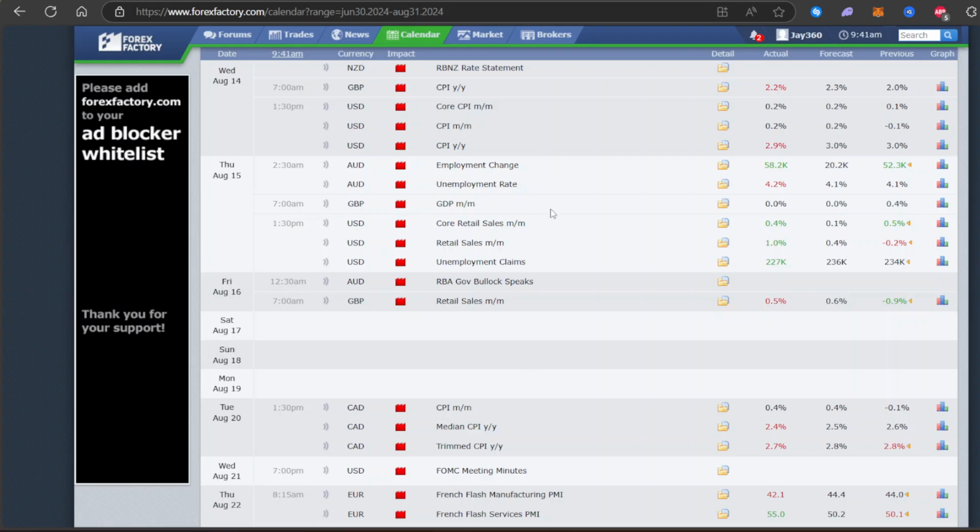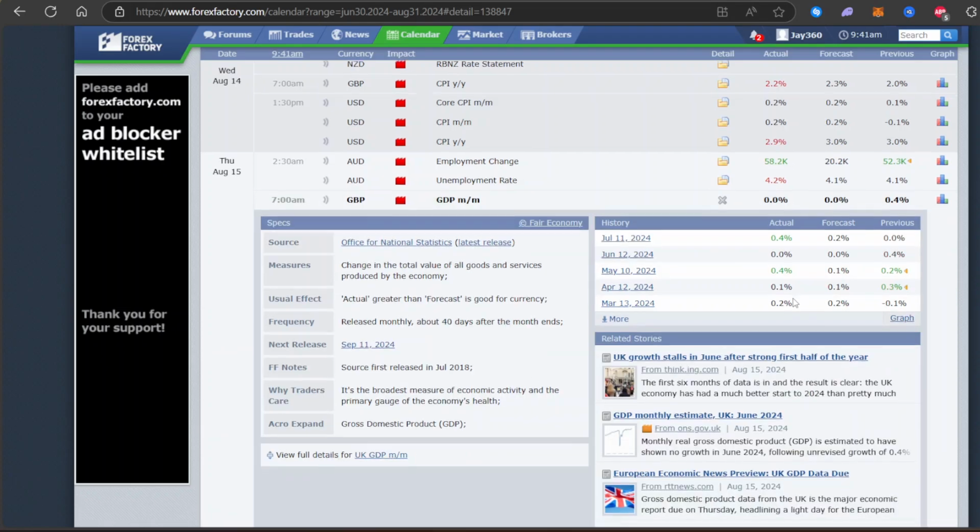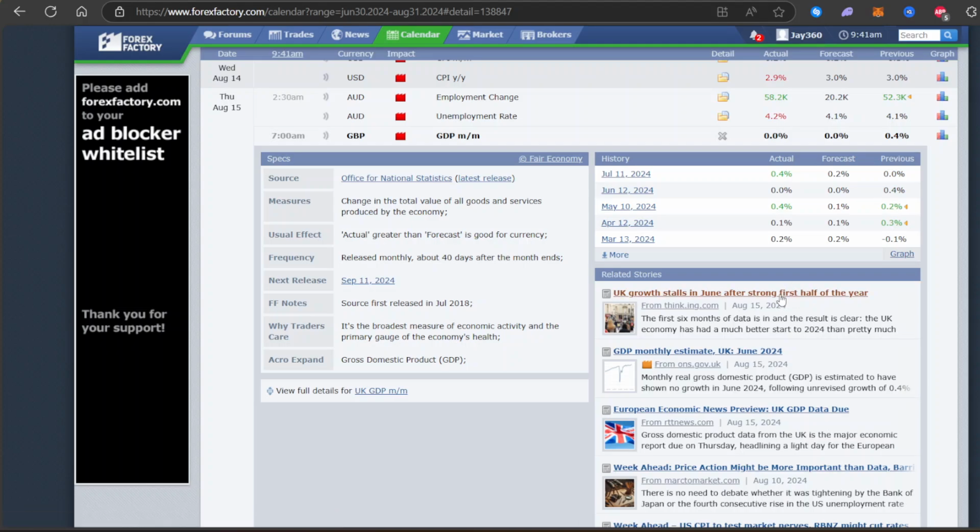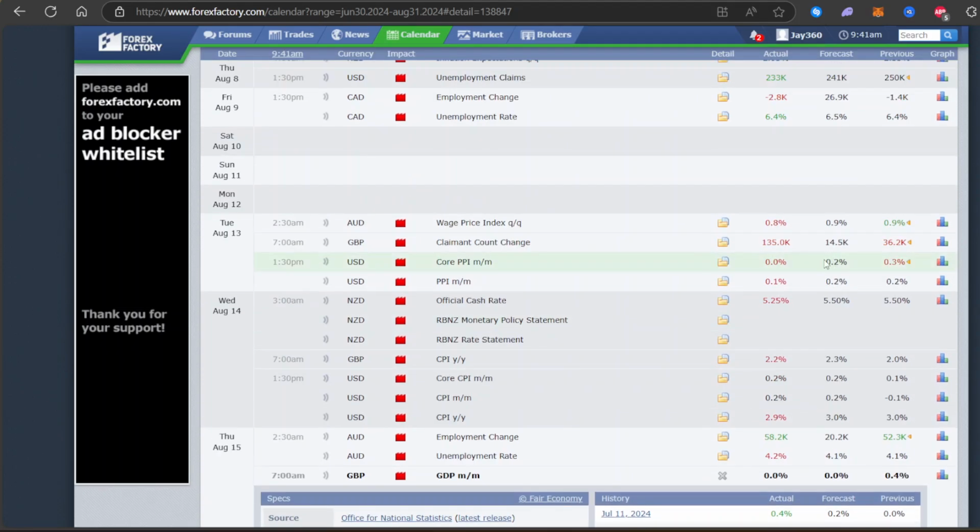The GDP is one of the most comprehensive indicators of a country's economic health. The GDP measures the total economic output of a country, which includes everything from consumer spending to government expenditures. When a country's GDP is strong, it often leads to a stronger currency. Traders look at quarterly GDP reports and also keep an eye on any predictions or revisions that could influence forex markets.